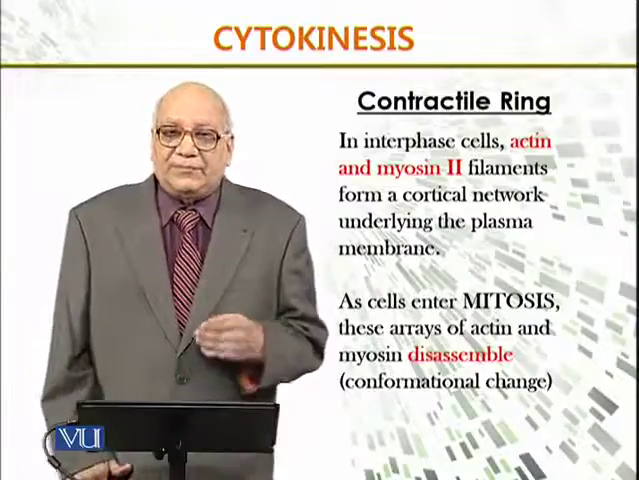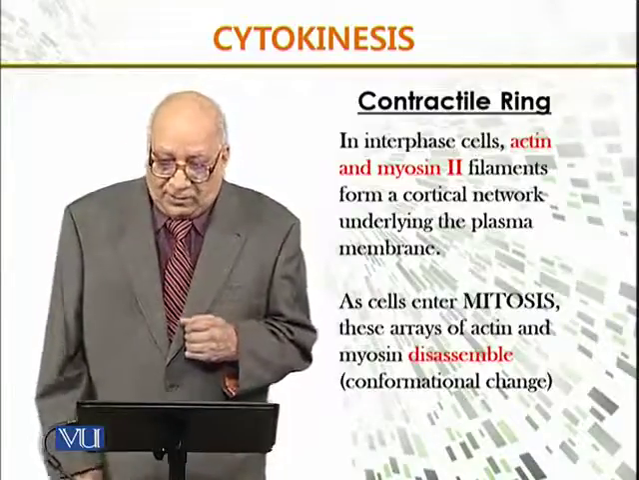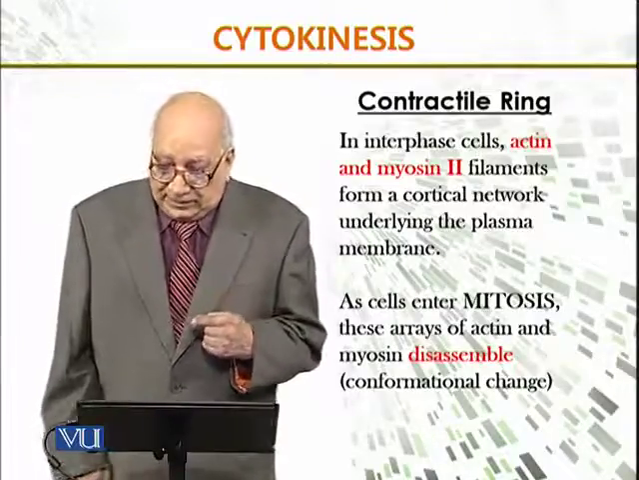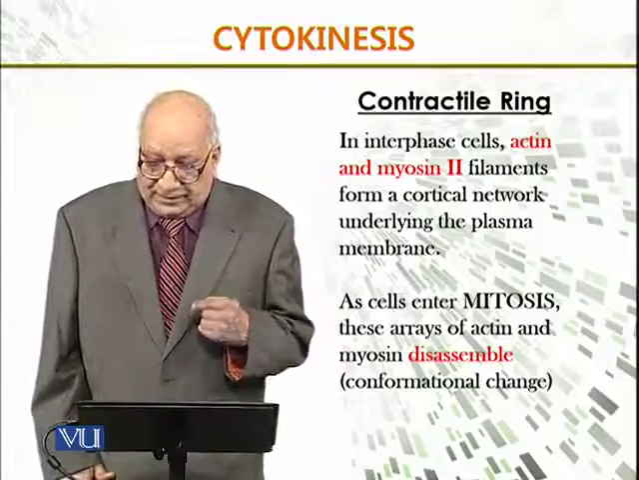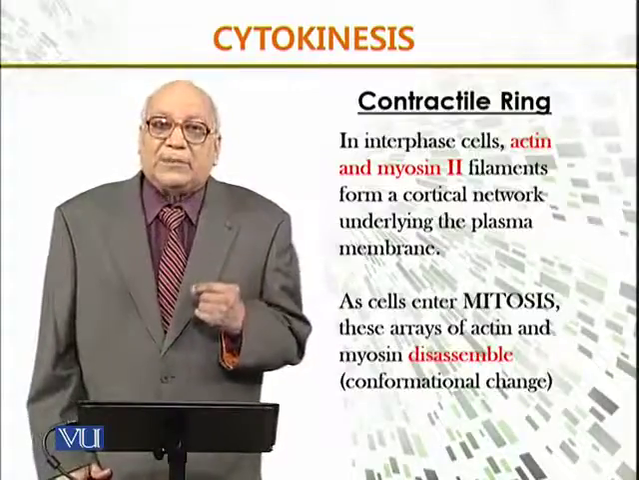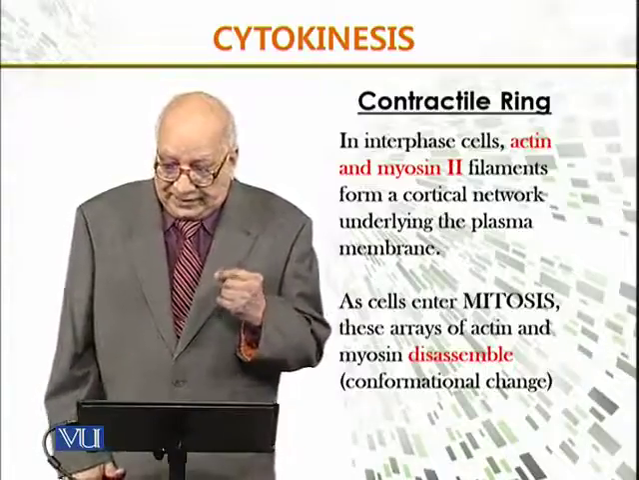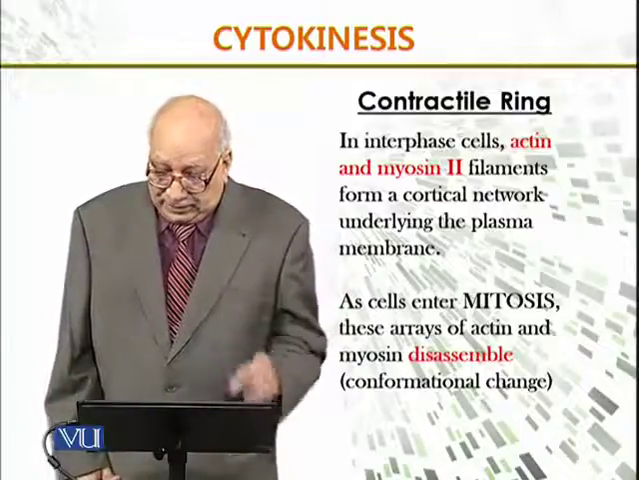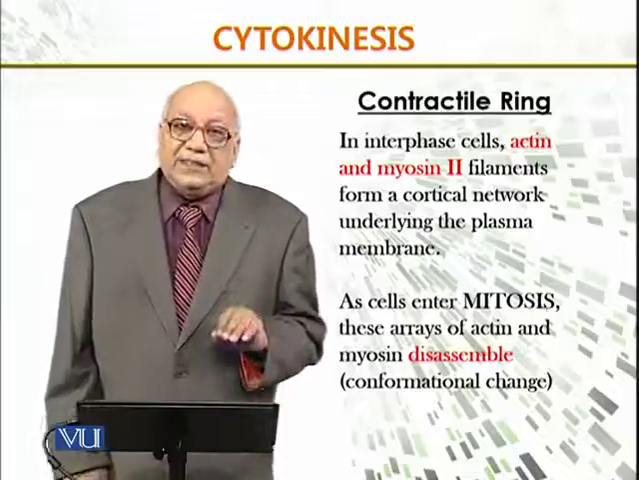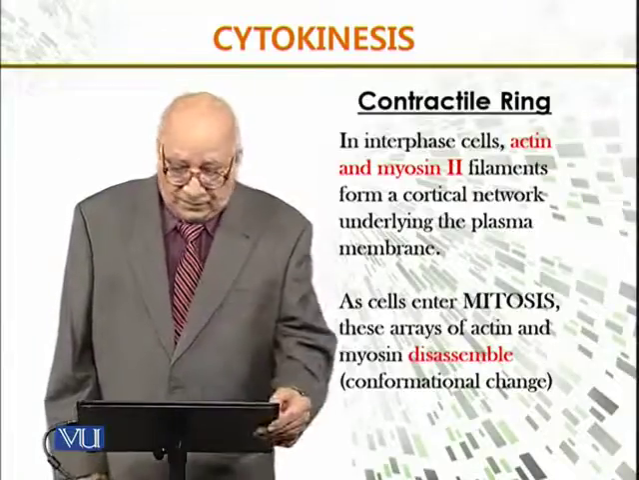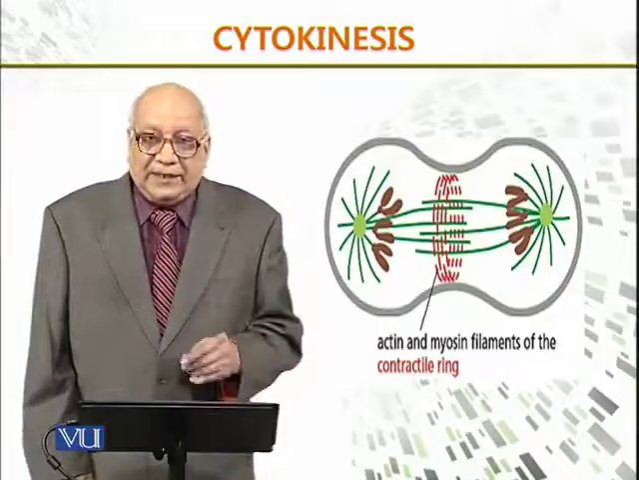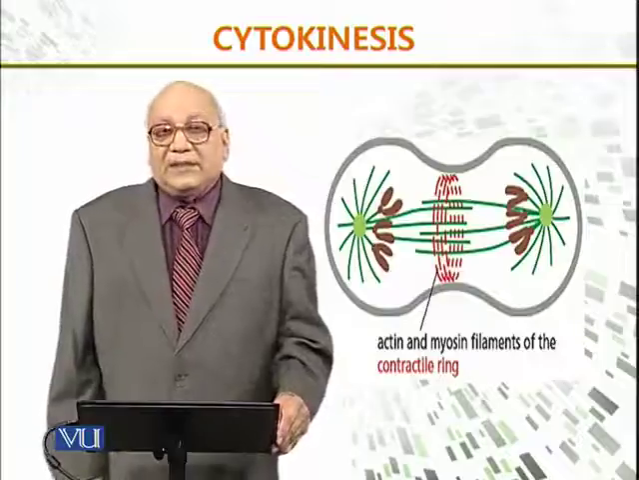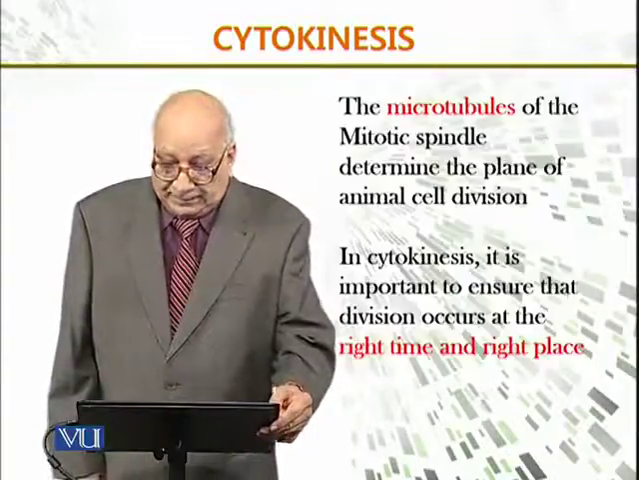In this process, a contractile ring is formed, and in interphase cells, actin and myosin II, that is the proteins, their filaments form a contractile network underlying the plasma membrane. As cells enter mitosis, these arrays of actin and myosin disassemble, that is, they undergo conformational changes, just as shown in this cartoon, where the actin and myosin filaments of the contracting ring, the red ones, are appearing.